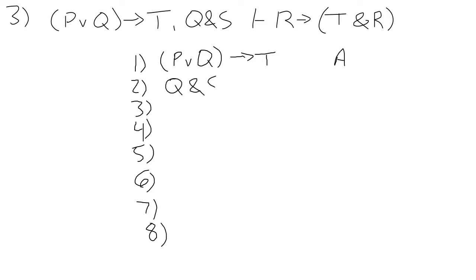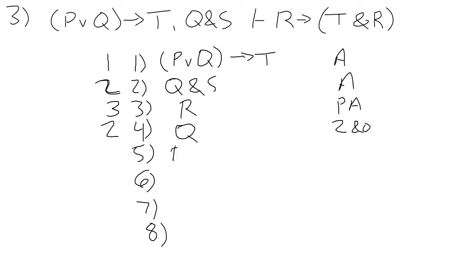mark these as assumptions. Then looking at our conclusion, it is a conditional statement, so we want to assume the left-hand side and look to build the right-hand side. So we'll mark R as a PA, and we'll look to get to T and R. So looking at what we've got, a conditional statement in line 1. Do we have its antecedent? No, but we can build it by getting Q from 2, ampersand out.